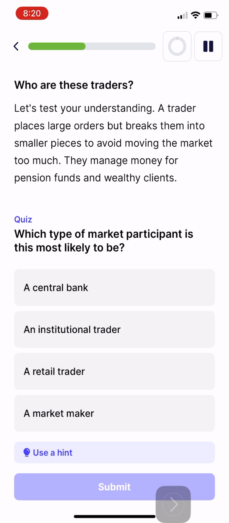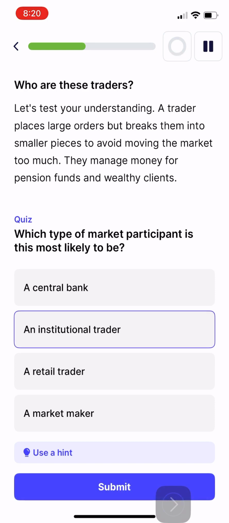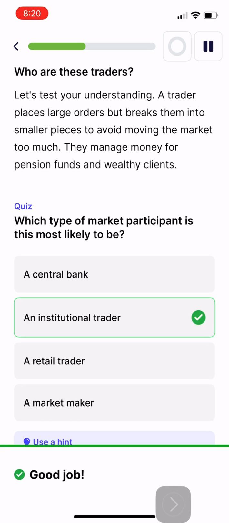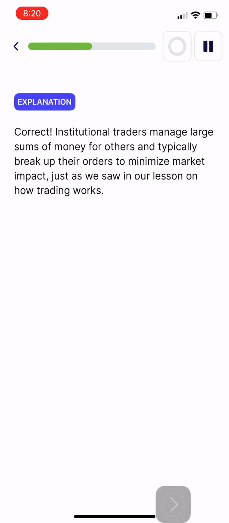Time for a quick quiz. Let's test your understanding. A trader places large orders, but breaks them into smaller pieces to avoid moving the market too much. They manage money for pension funds and wealthy clients. Which type of market participant is this most likely to be? A central bank. Yes, you're right. Correct. Institutional traders manage large sums of money for others and typically break up their orders to minimize market impact, just as we saw in our lesson on how trading works.